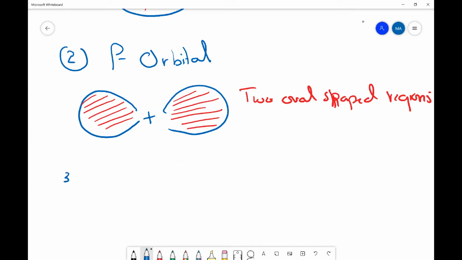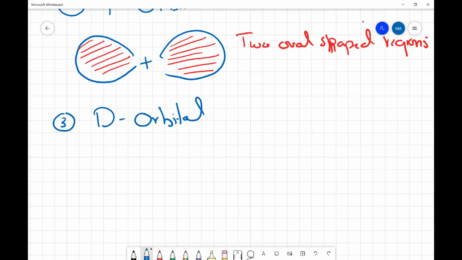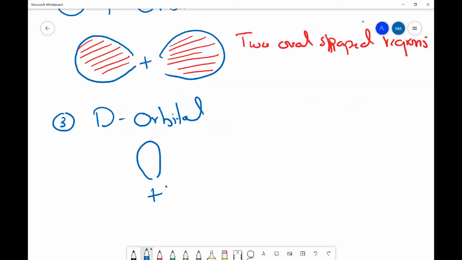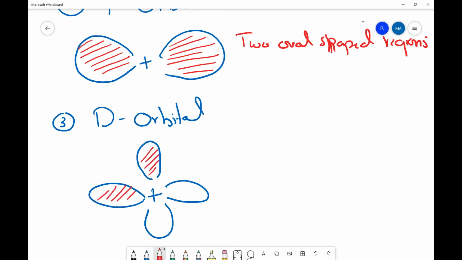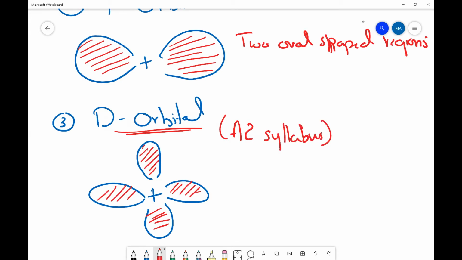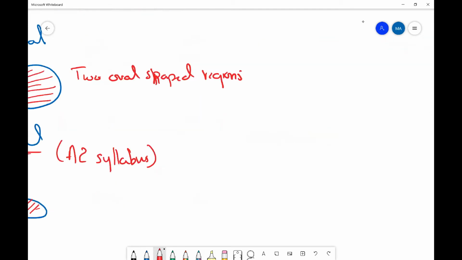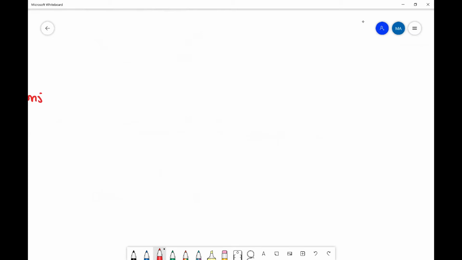And the third type of orbital is a d orbital. The shape of a d orbital is four ovals: 1, 2, 3, and 4. All of these four ovals have the probability of an electron being there. So you can find an electron in any of these four oval shaped regions. This d orbital is not in your syllabus, it's in the A2 syllabus, so you don't have to worry about this right now. You should just know the name. You should just know that there are a total of 3 types of orbitals, s, p, and d. And all of these orbitals are the regions where you can find an electron.